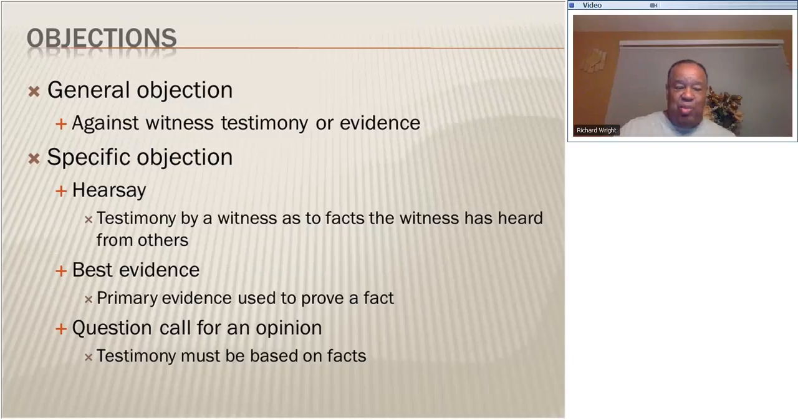Then there are some objections saying, wait a minute, the evidence that's being presented is not the best evidence, or it is the best evidence, primary evidence used to prove the facts. And then other objections are that the question that a person might ask calls for an opinion. Testimony must be based on facts, with the exception, remember what I said, that opinions can be used with expert witnesses, okay?